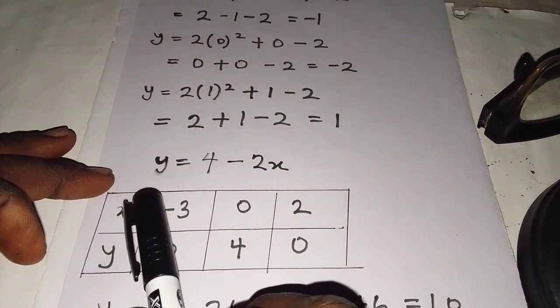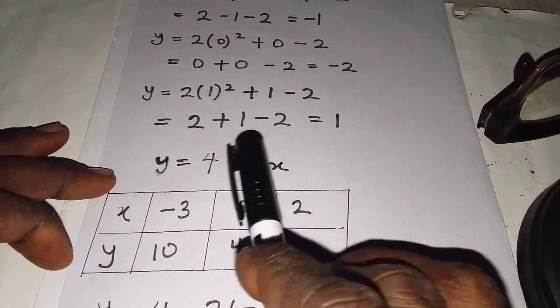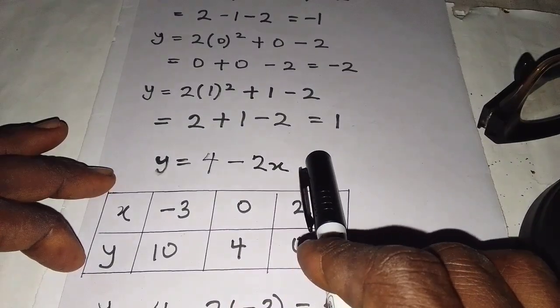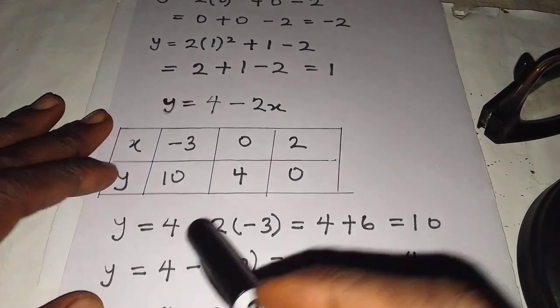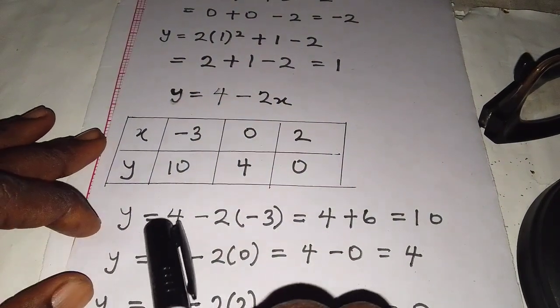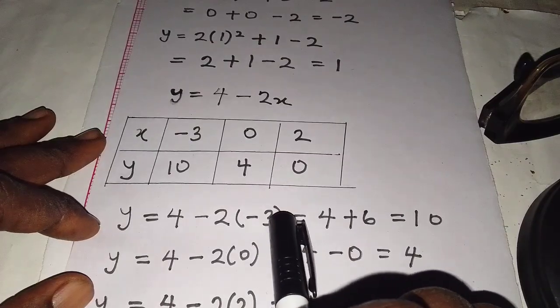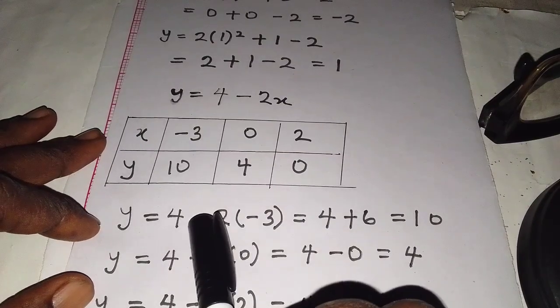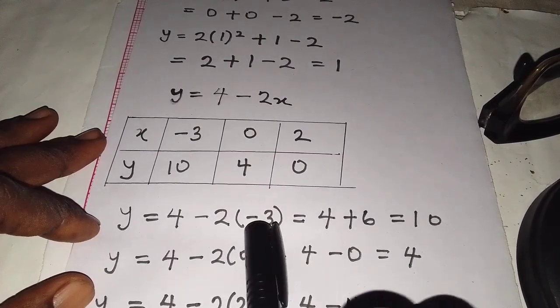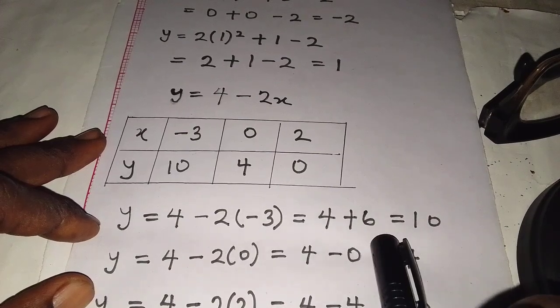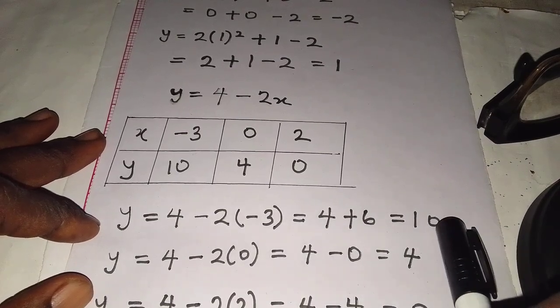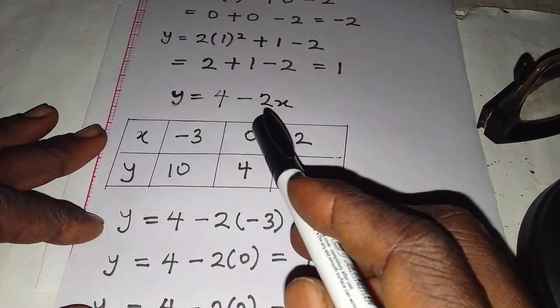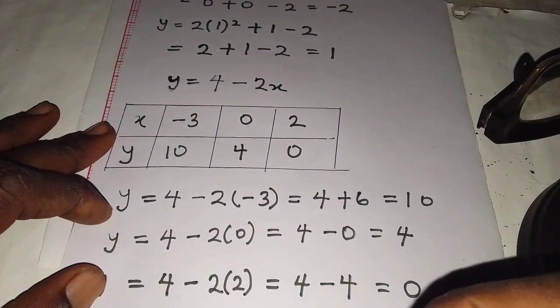So when x is minus 3, what will be the value for y? y equals 4 minus 2x is a linear equation, so I will now substitute. When x is minus 3, 4 minus 2 times minus 3 is equal to 4 minus 2 times minus 3. Minus times minus is what? Plus. 2 times 3 is 6. 4 plus 6 is what? 10.